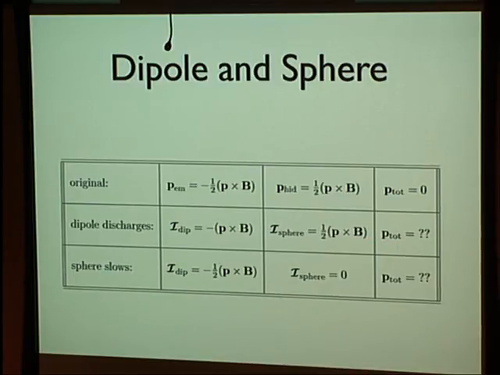Bad news. If I slow down the sphere, the dipole gets a kick in one direction from the changing magnetic field inducing an electric field. The sphere gets no compensating impulse, and again, the total momentum is not zero. Okay, last element in this horrible story.